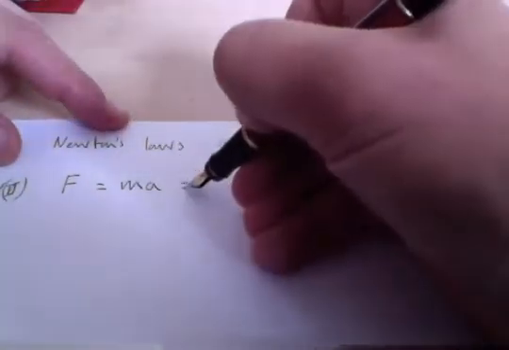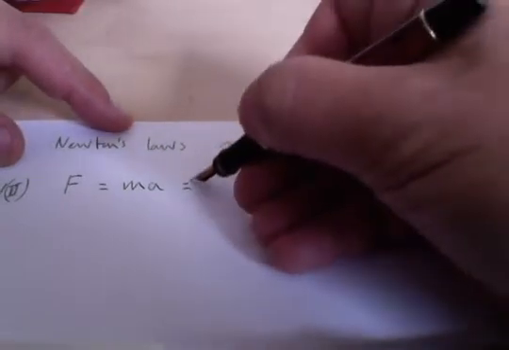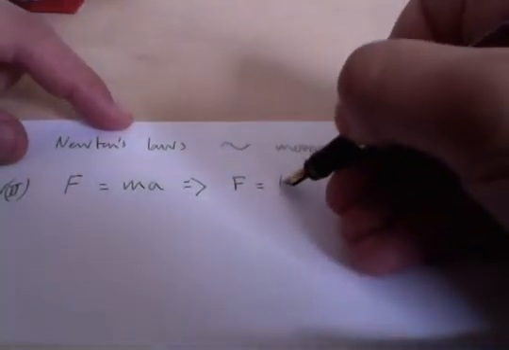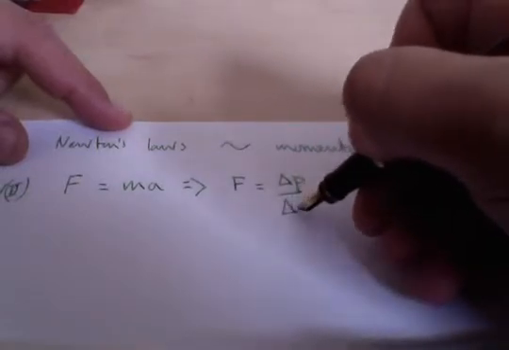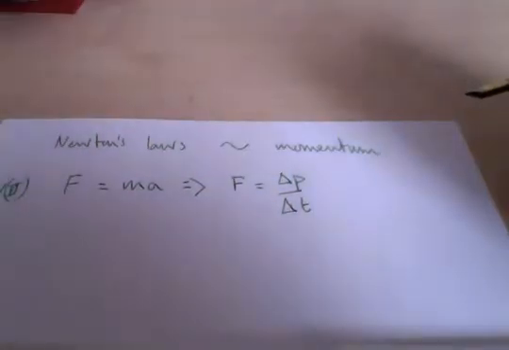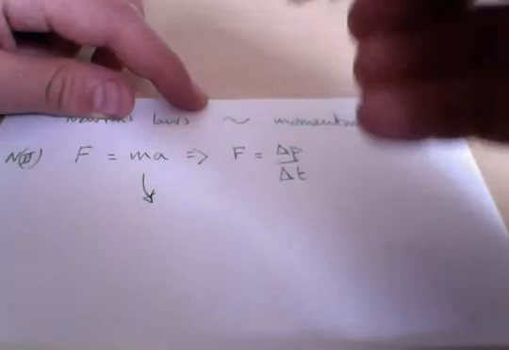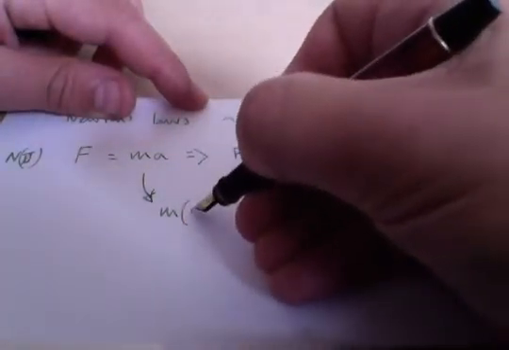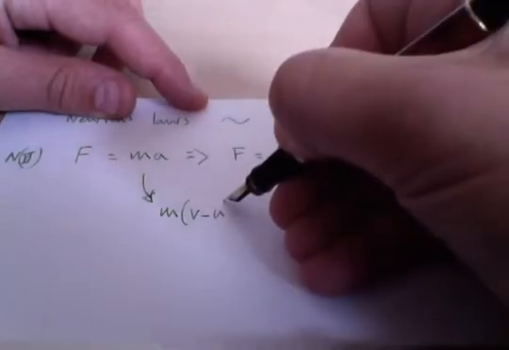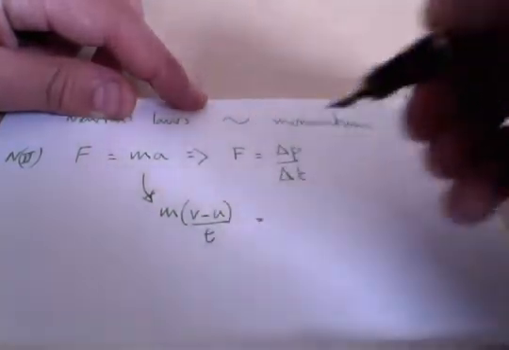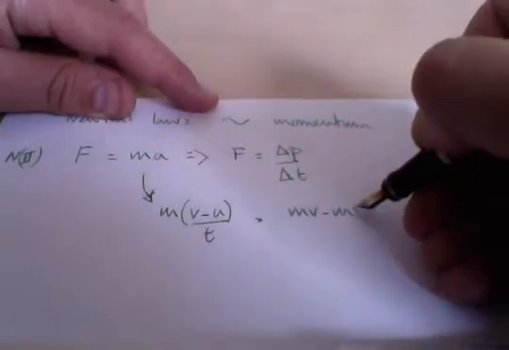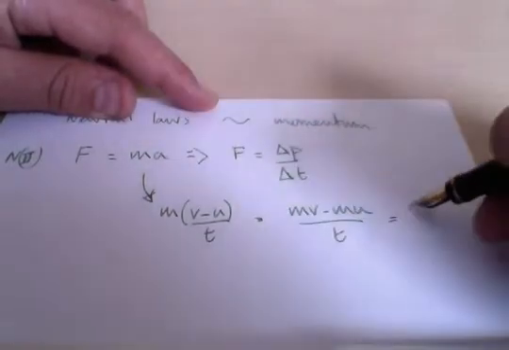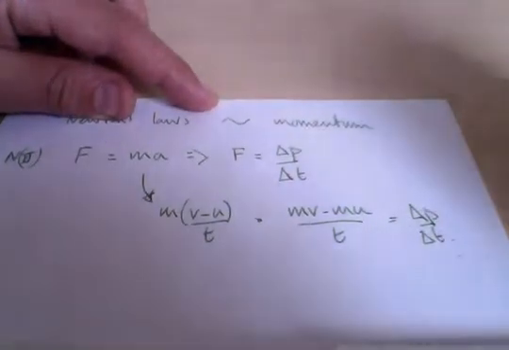So whereas you might think of Newton's second law as being F equals ma, really where this came from is force is the rate of change of momentum with time. I'll quickly describe how that goes. If we take this equation, mass times v minus u divided by t, that can be arranged as mv minus mu divided by t, which is actually the change in momentum over change in time.